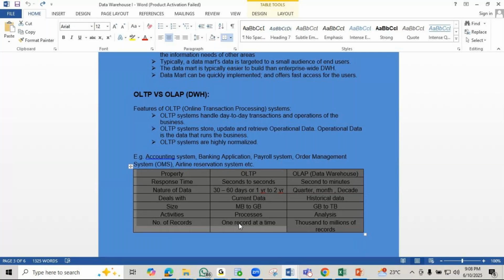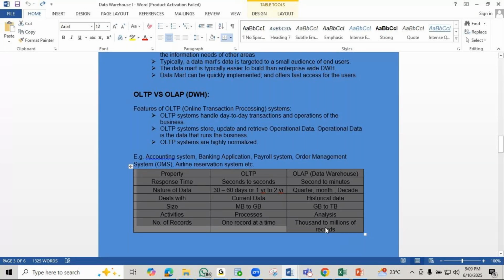Correct. But the OLAP contains historical data. Imagine that we want to see how many transactions Ismail has done in the last 30 days. So how will we come to know? From the OLAP only, because it will have the historical data.